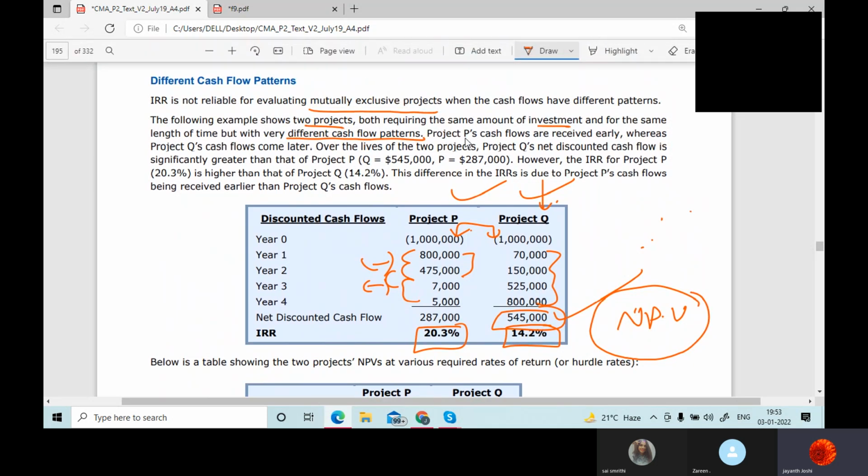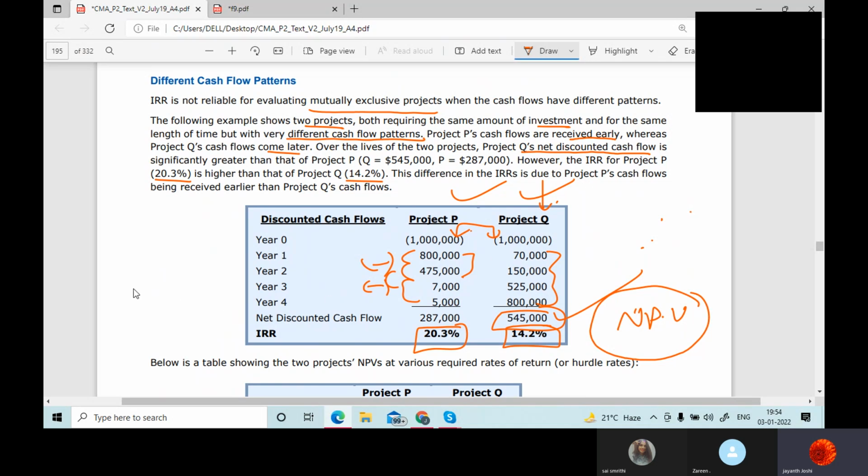So the project P's cash flows are received early, whereas project Q's cash flows come later. Over the lives of the two projects, project Q's net discounted cash flow is significantly greater than project P. However, IRR for project P is 20.3, higher than project Q. The difference in IRR can be for what reason?